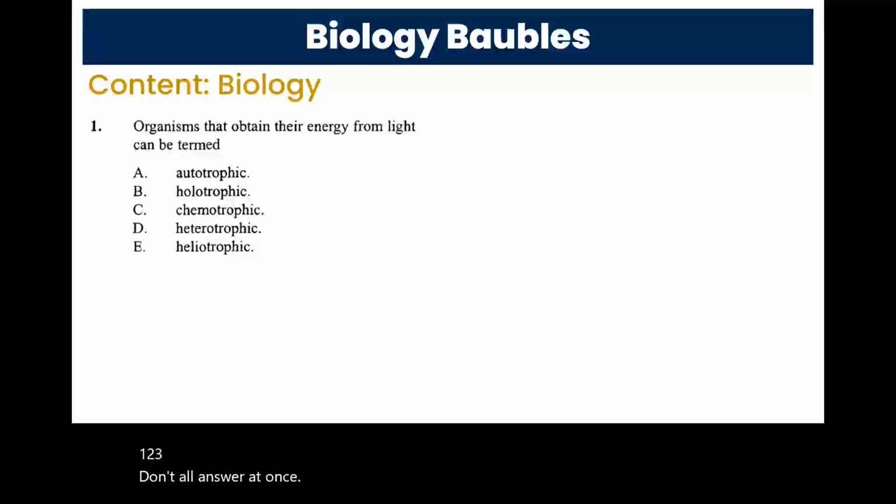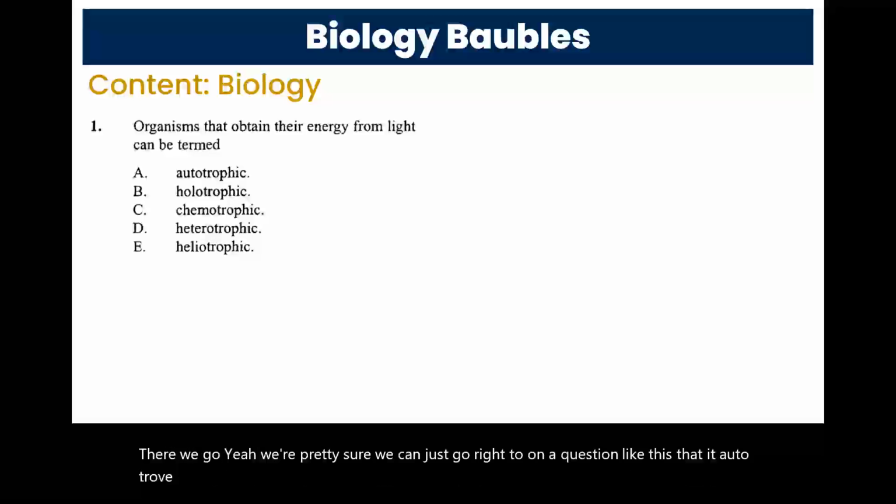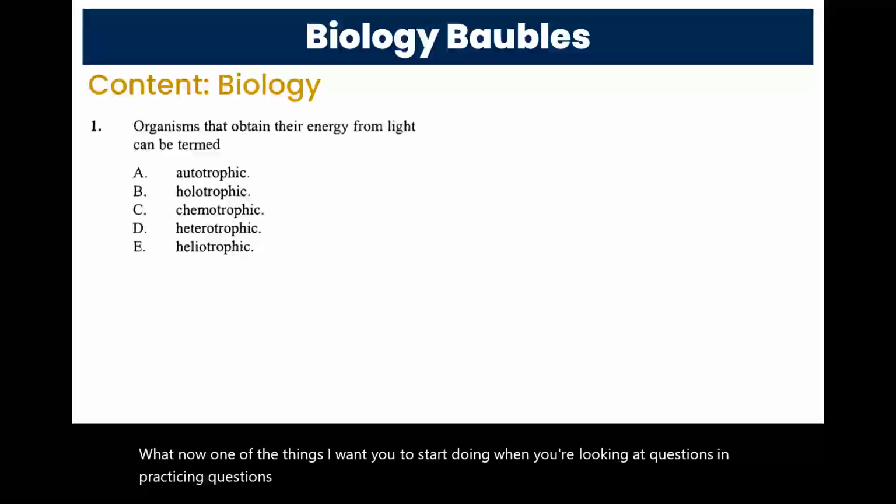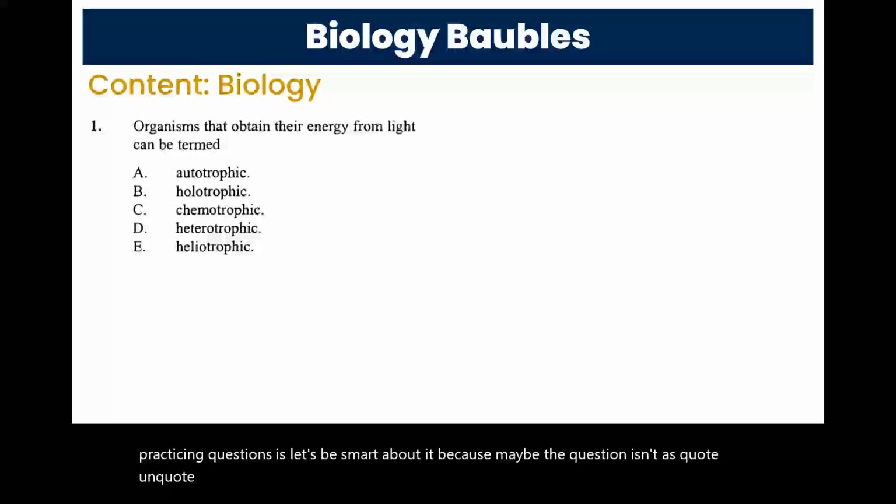There we go. Yeah, we're pretty sure we can just go right to A on a question like this, that an autotroph obtains energy from light. Now, one of the things I want you to start doing when you're looking at questions and practicing questions is, let's be smart about it, because maybe the question isn't as quote unquote easy as this one is. So what's the trap answer?